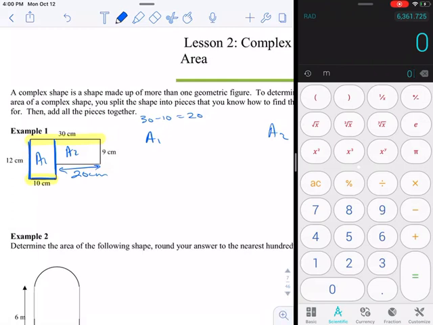Now area 1 is 12 by 10. So if we do length times width, we'll get 12 times 10. So area 1 is 120 centimeters squared.